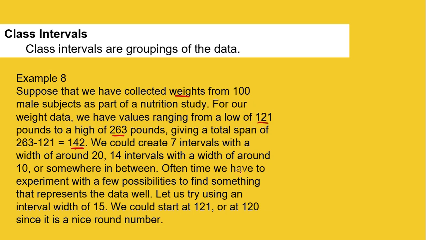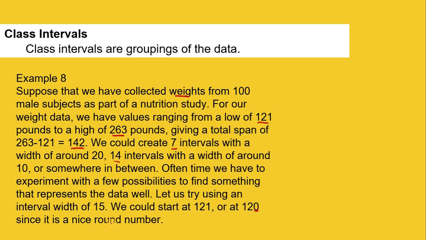So we would then create 7 intervals with a width of around 20. There is also a way to summarize that, to determine how many intervals and how wide. Just follow the link that I gave also in your SLHD. Oftentimes we have to experiment with a few possibilities to find something that represents the data well. So let us try using an interval width of 15. And we can start with the lowest one, 121, or maybe before that, 120, to get a multiple of 5.